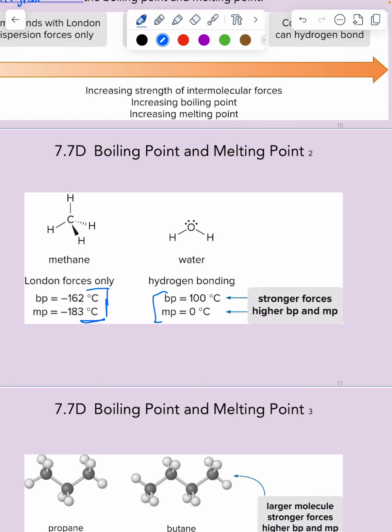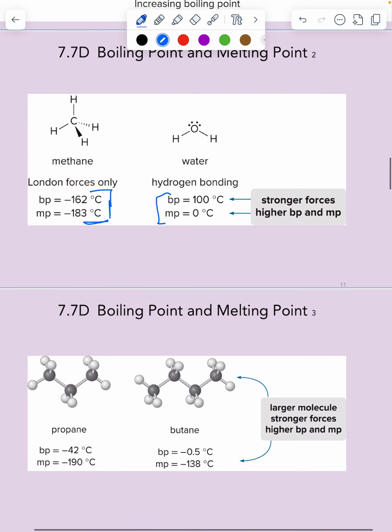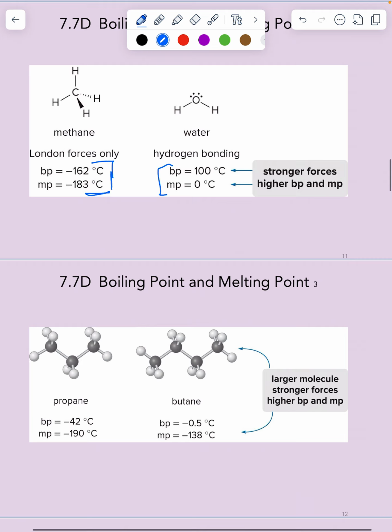Here's another example of two nonpolar molecules. Both of these are hydrocarbons. We have propane and butane. Propane only has a 3-carbon backbone chain, where butane has a 4-carbon. So it says longer molecules have stronger forces. That would be good to remember. And therefore higher melting and boiling points.